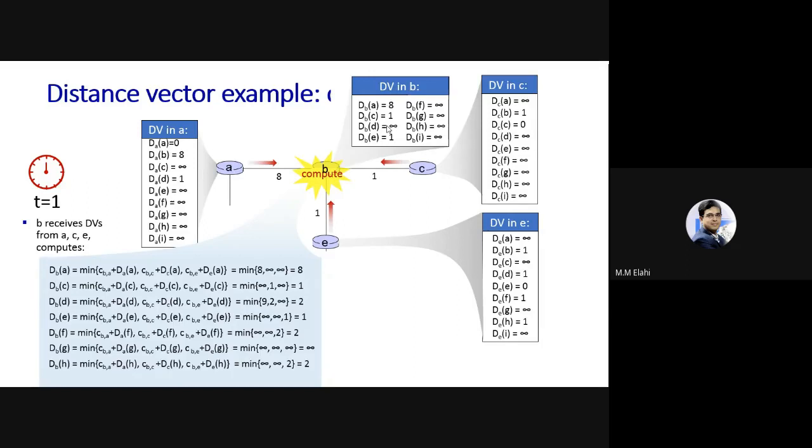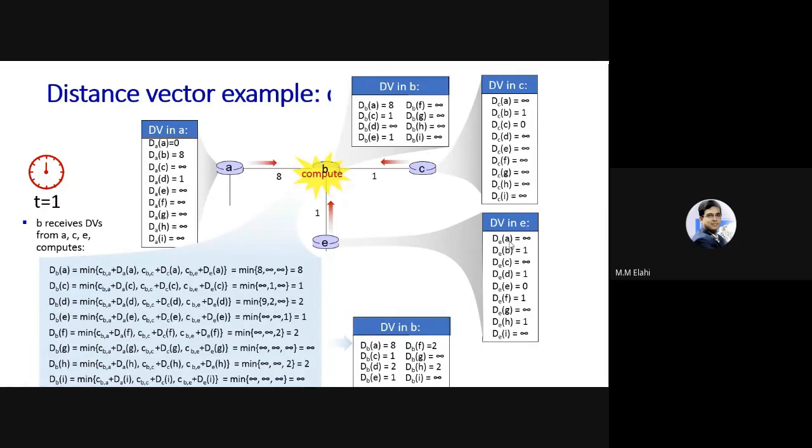But this is how a particular node computes and updates its own distance vector, and then if any change has happened to its distance vector, it will send the update to all other nodes. So see the new distance vector in B. The top one was the initial distance vector of B, and the bottom one is the distance vector after the first iteration, at t equals 1, when it gets updates from A, C, and E.